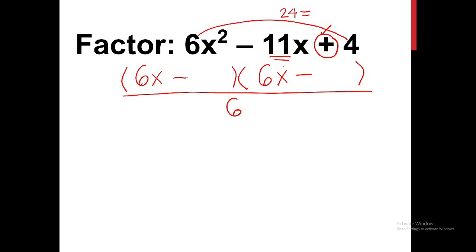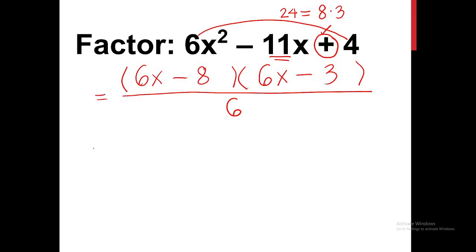What are your factors? 6 plus 4 is 10. It's not 11. I'm not going to use 6 and 4. 3 and 8. Okay, correct. I'll be using 3 and 8, sir. Sir, it can be placed either way, right? Since both are negative, it's fine to interchange the two, 3 and 8.